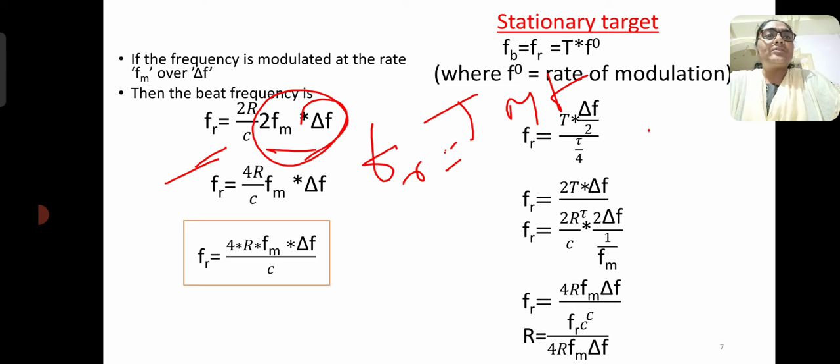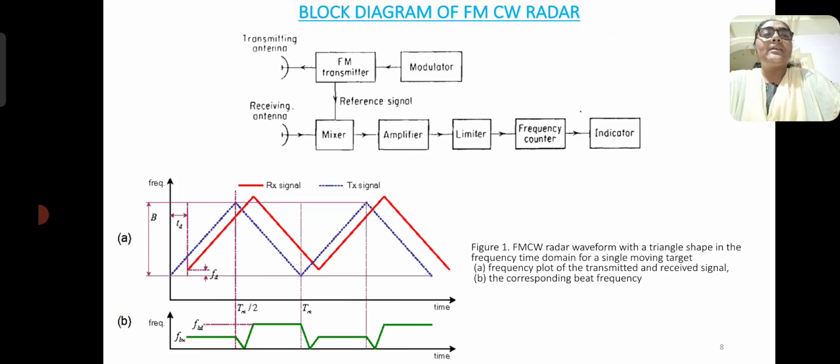So fr is equal to 2 del f by 1 by tau, so 2R by c into 2 del f by 1 by fm. Therefore, you are getting fr is equal to 4R fm del f by c. R is equal to fr c by 4 fm del f. So you are going to get the range of the target. Now, what do I have to require? I have to find the range and radial velocity of the target by using the FMCW radar.